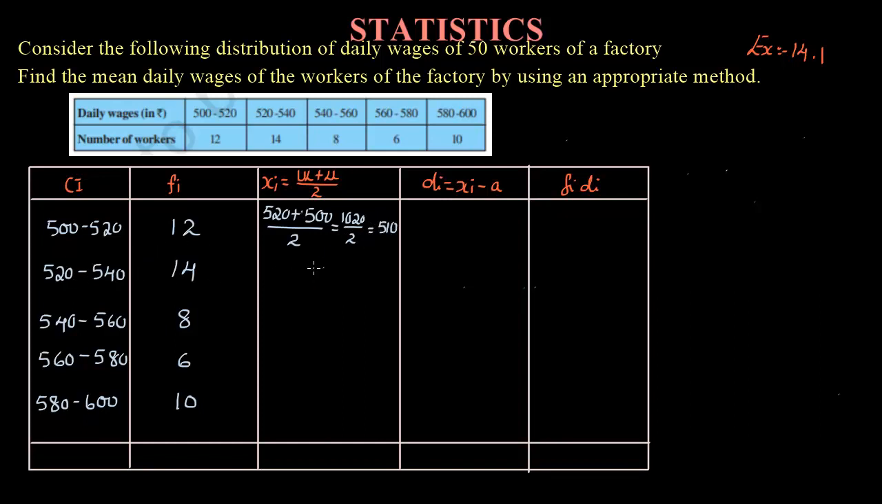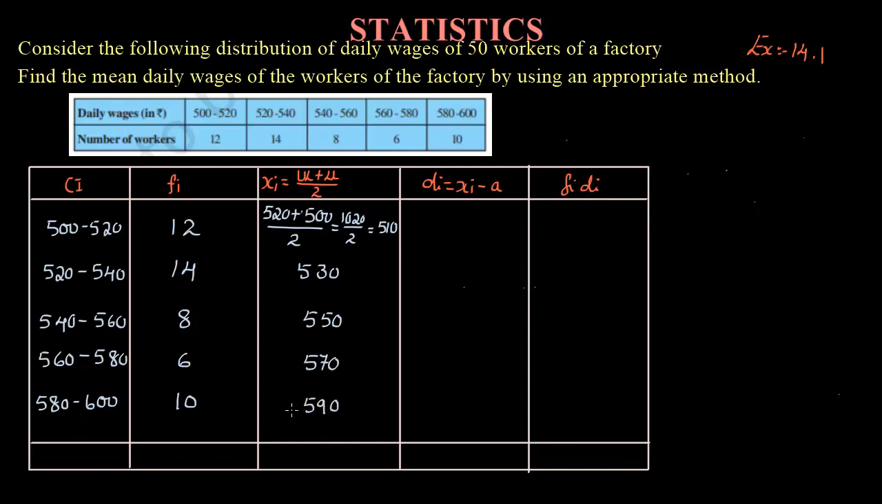Then if you calculate for this, just check if you are getting 530. Then for this 550. For this 570. And for this 590.